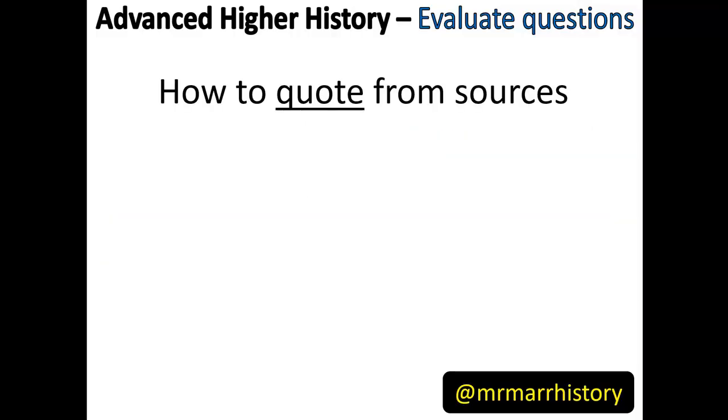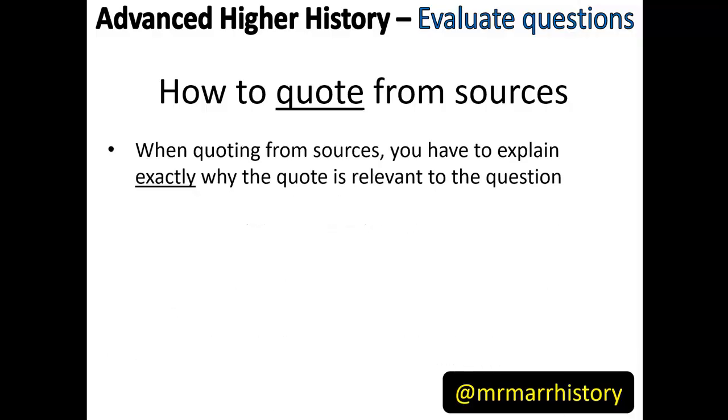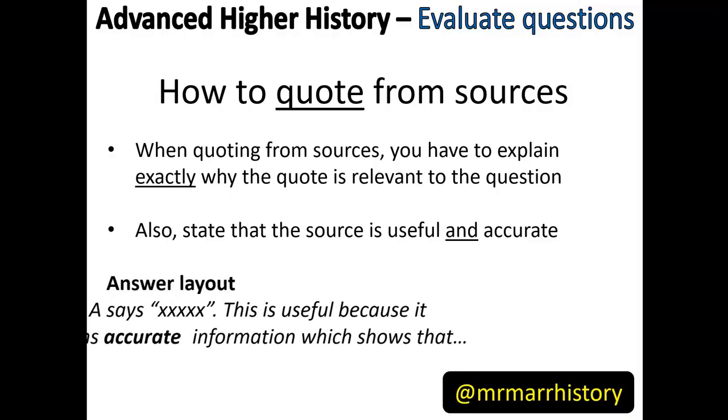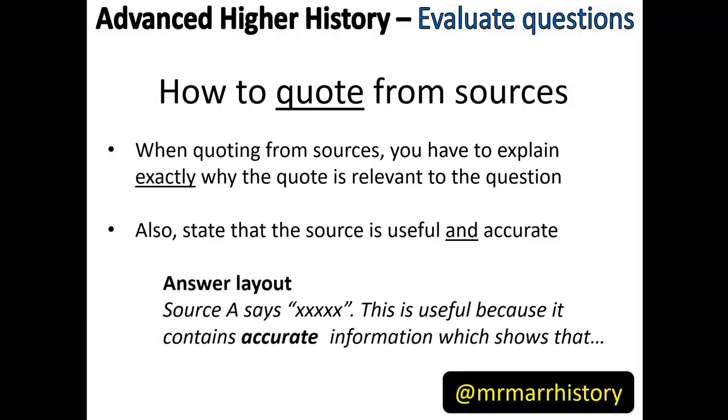In terms of quoting from sources, this is the best way to go about it. You have to explain exactly why the quote is relevant to the question. The quote in itself is not enough. It's also good practice to state that the source is useful and also accurate. You can see here an example layout. For instance, source A says, and give the quote, "This is useful because it contains accurate information which shows that," and then you should link this back to the question.